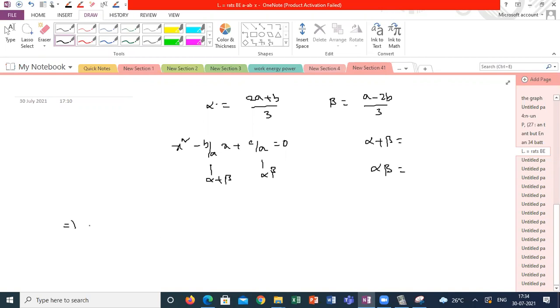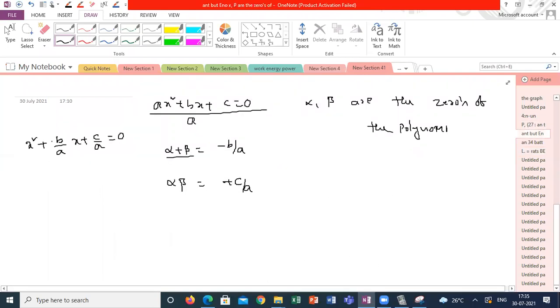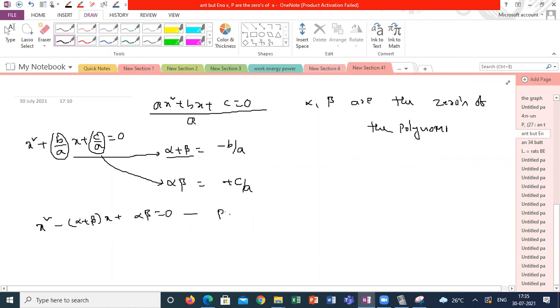If I know alpha and beta, how to construct the polynomial? x square minus (alpha plus beta) into x plus alpha into beta is equal to 0. That is the relation between coefficients and zeros of the polynomial. Here, when I divide with this it is alpha plus beta, and in this place I can write alpha into beta. So that's the reason x square minus (alpha plus beta) x plus alpha beta is your polynomial.